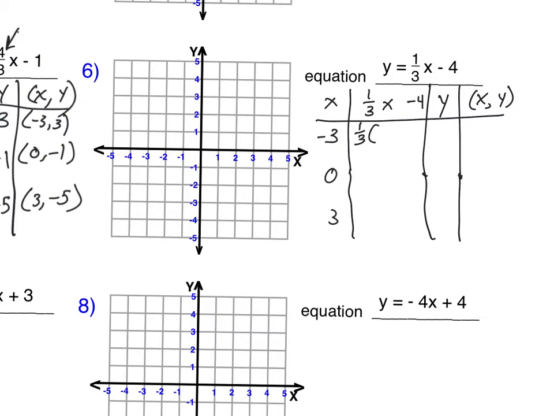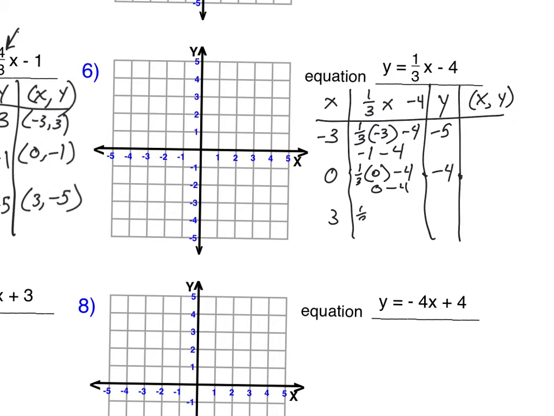1/3 times -3, take away 4. Well, 3 goes into -3 exactly one time, but the negative stands, so that's -1. Use a calculator if you need to, if you get fractions that you're not sure of. So that gives me -5. 0, again, always wipes out the first term. So I end up with 0 minus 4, which is -4.